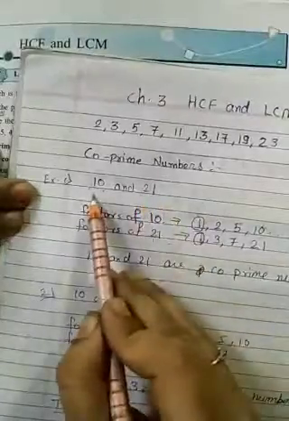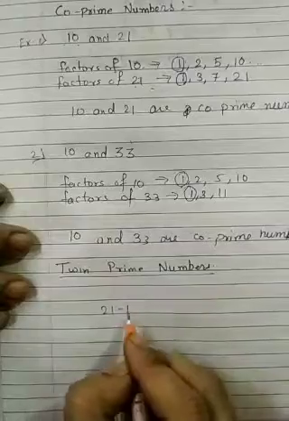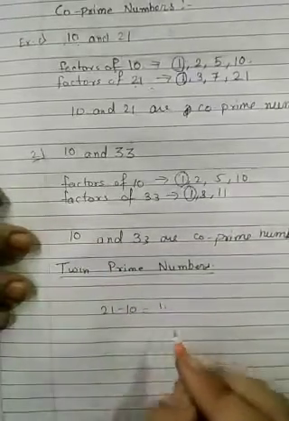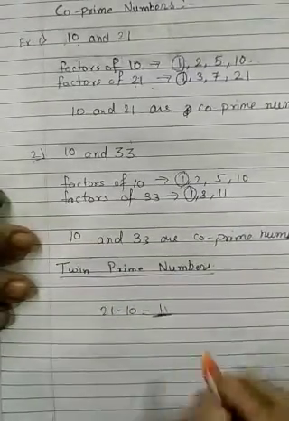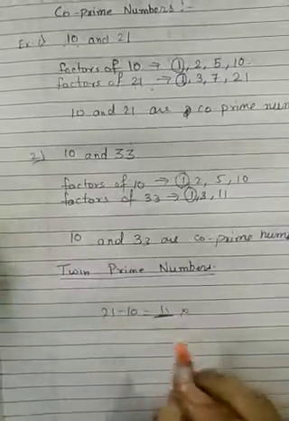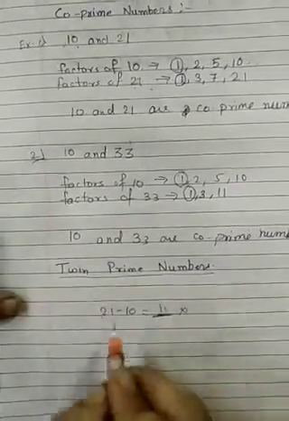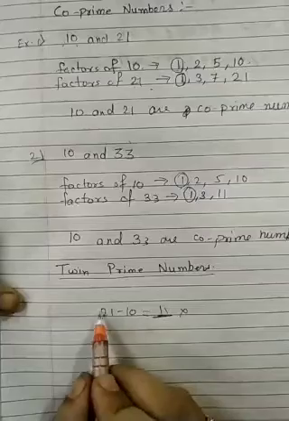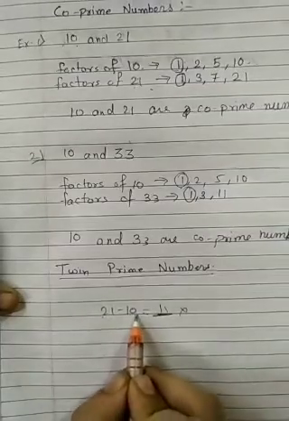If I subtract 21 minus 10, what do I get? I get 11. The difference is 11, which means these are not twin prime numbers, because from our definition the difference should be 2.